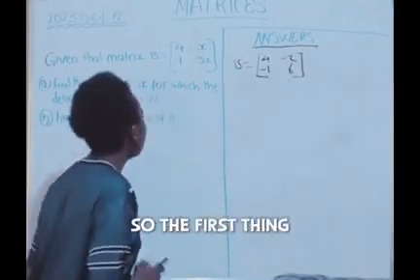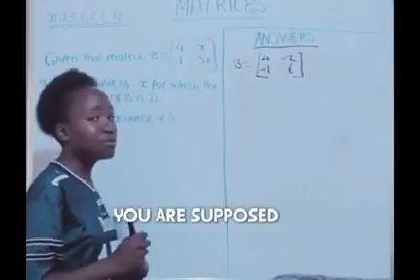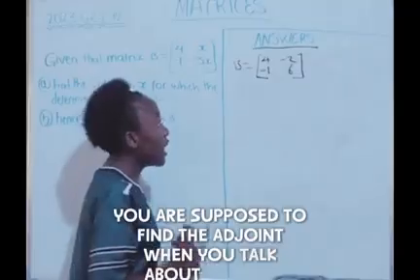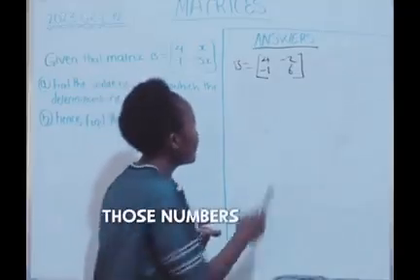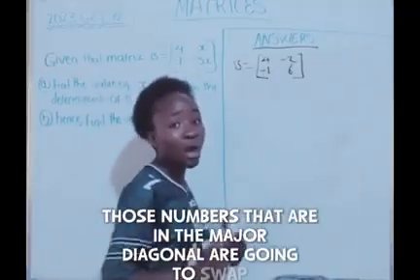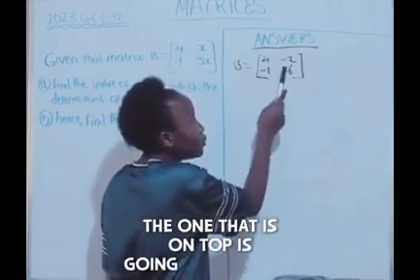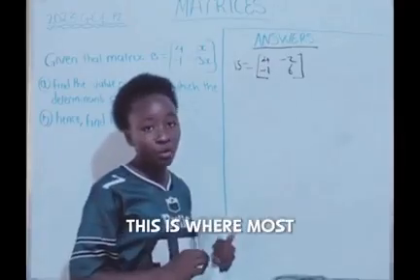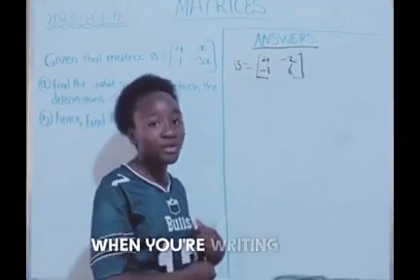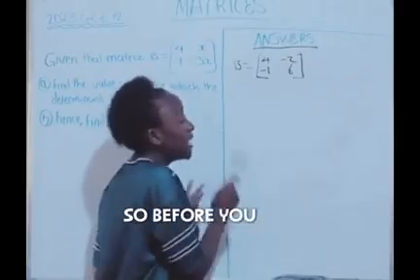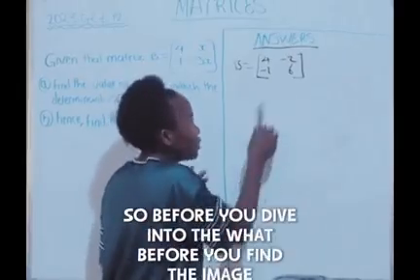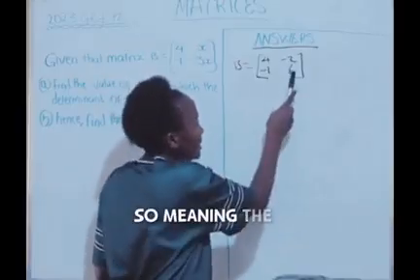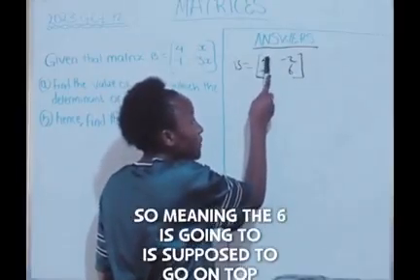The first thing you do before you find the inverse is find the adjoint. When we talk about the adjoint, we're talking about the numbers in the major diagonal swapping. The one on top goes down, and the one down goes on top. This is where most of you make mistakes when you're writing your exam. So before you find the inverse, you're supposed to swap these, meaning the 6 goes on top and the 4 goes down.